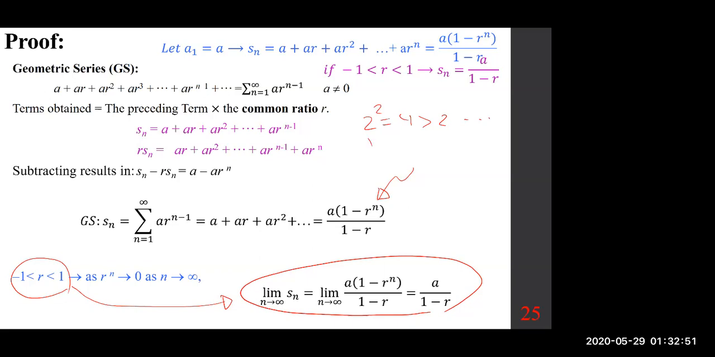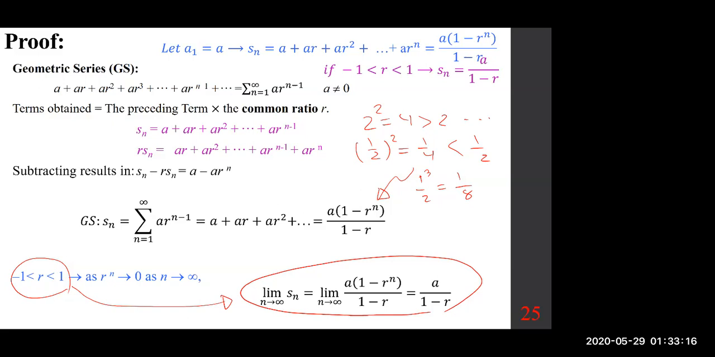But if it's 1/2 squared, it is 1/4, which is less than 1/2, it's getting smaller. And then 1/2 cubed is equal to 1/8. It's even smaller. So as n gets larger and larger, this thing gets smaller and smaller, eventually goes to 0.